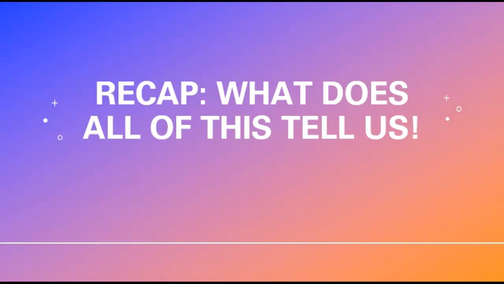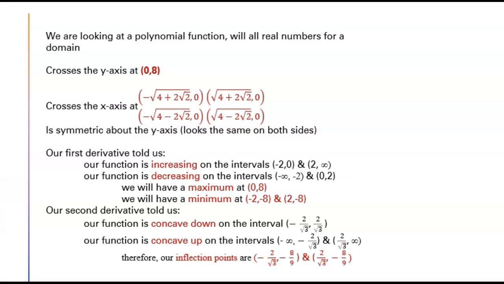Okay, I know that was a lot of information really fast, but let's go ahead and do a recap to gather all the information that we have just found out about our function. So we're looking at a polynomial function with all real numbers for a domain. It crosses the y-axis at (0, 8), and crosses the x-axis at 4 points, 1, 2, 3, 4. Notice that there are 4 points because of the square roots. When you take a square root of a number, you have to have a positive and a negative. So that's important because it'll really mess up your graph if you don't have all of those.